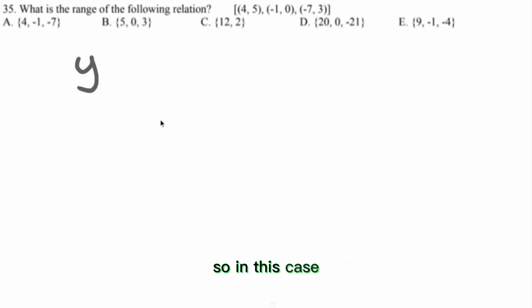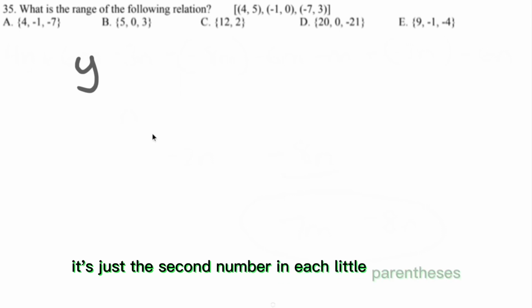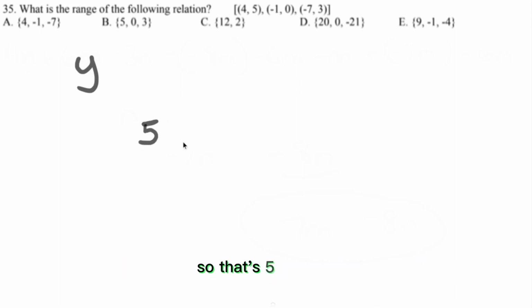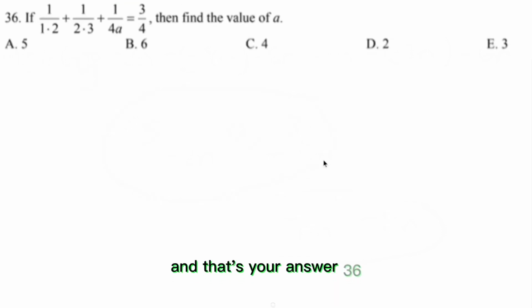Number 35. What is the range of the following relation? So the range is just your set of y values. So in this case, it's just the second number in each little parentheses. So that's 5, 0, and 3. And that's your answer.